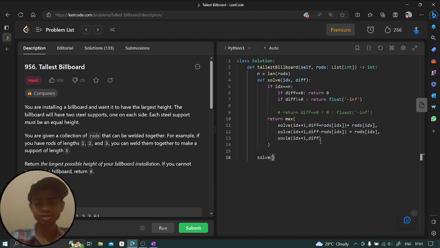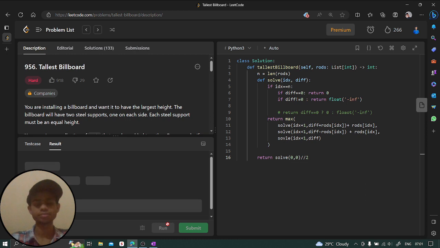After that, we are going to call this function for zero. We are starting from zero index. Initially the difference is zero, and after that we are going to divide it by two before returning it. So let's run this code and see whether it's working fine or not, right?